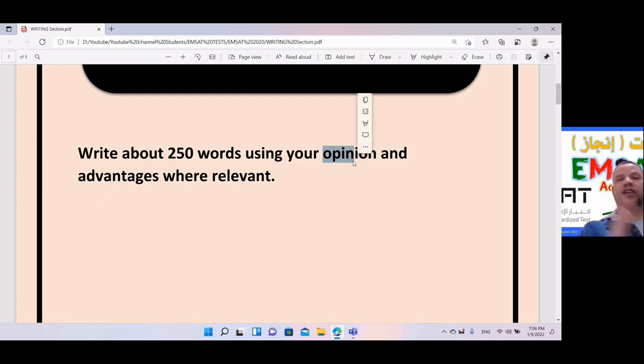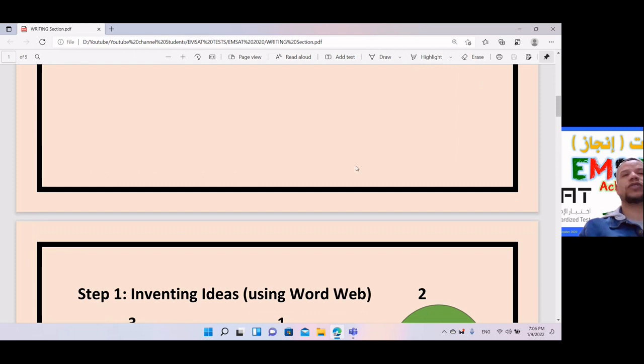You say, for example, I agree, or I think it's perfect, and so on. Or it can be not so clear, but I can get it as a reader. When I read your essay, I can get that you are for, not against. Let's see what to do.